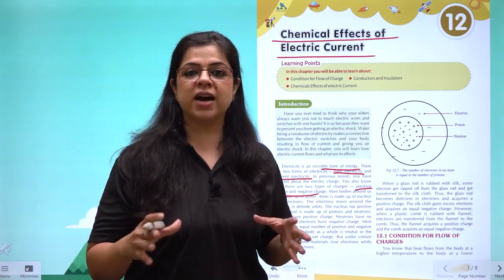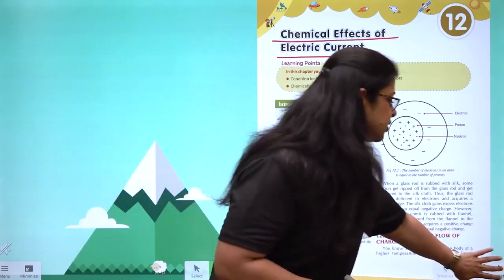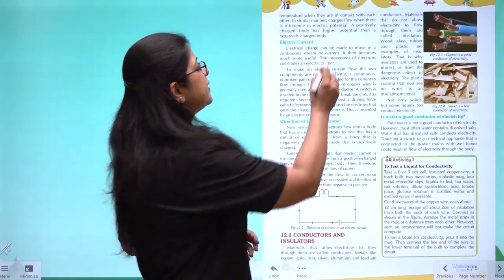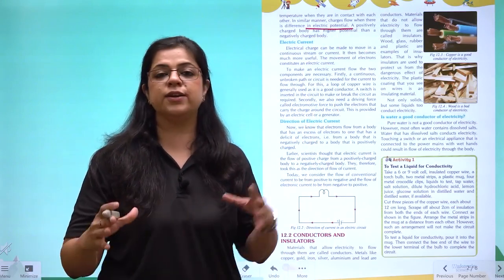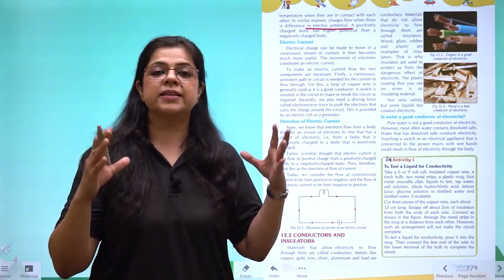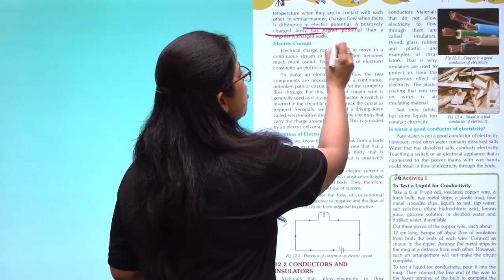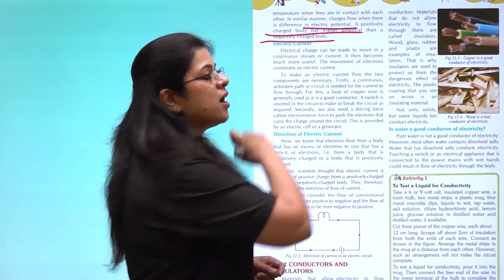We know that charges flow from one direction to another. Now, what is that direction where the charges flow? So let us understand first that there is a difference in electric potential in two different objects. The charges will begin to flow from a positively charged body to a negatively charged body.